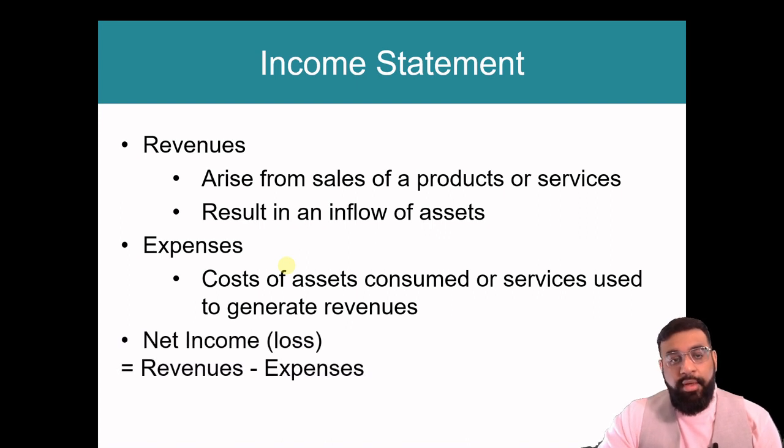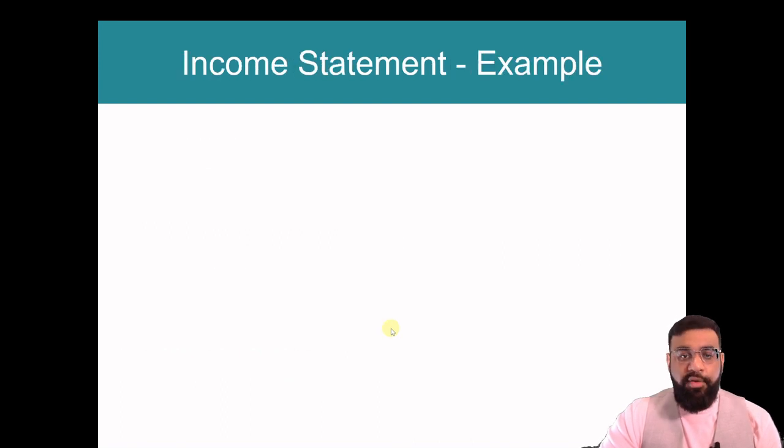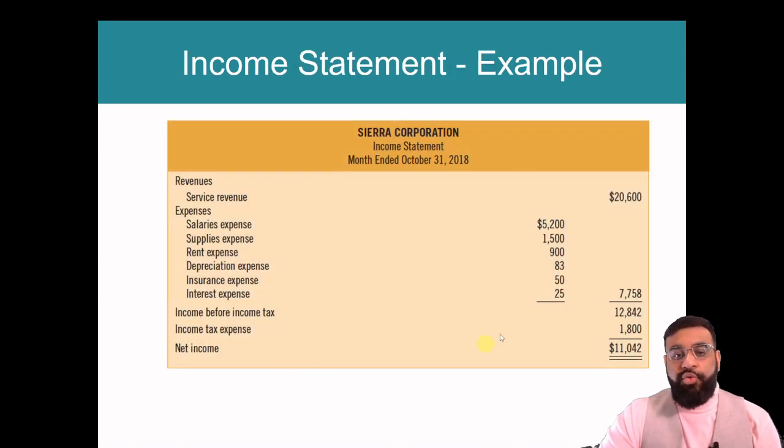So essentially, revenue minus expenses. If revenues are higher than expenses, we have a net income position or a profit position. However, if expenses are higher than revenues, which could happen, that means we have a net loss position. So I'm going to give you an example of the actual income statement, and this is a single step income statement. In a later video, I'm going to teach you the multiple step income statement as well.